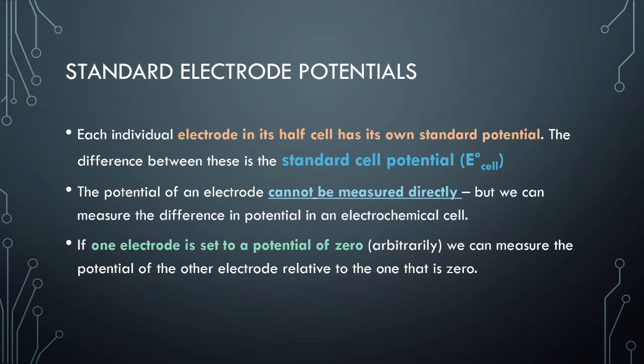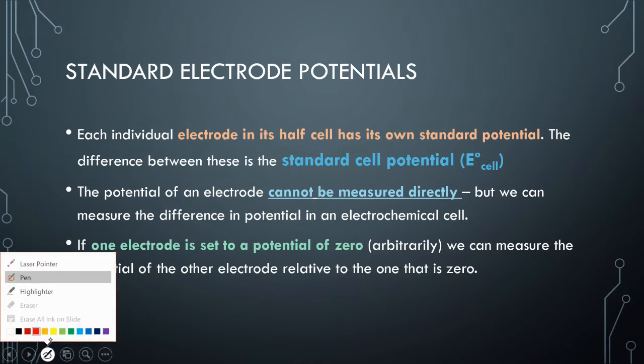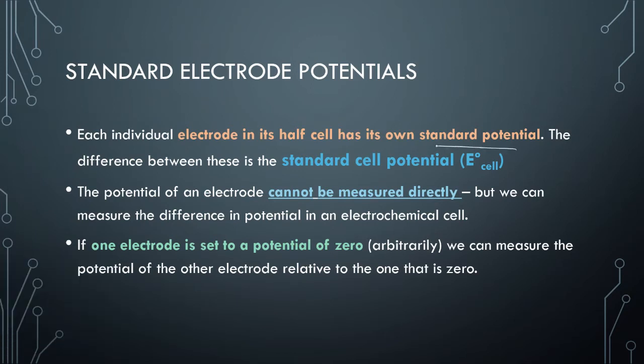And if you remember, potential is kind of like a difference in potential energy. And this is why some metals relative to others will become oxidized versus being reduced. Okay? Now, the difference between the two half cells is called the standard cell potential, because what we have is the galvanic cell or the voltaic cell, and we say that the standard cell potential is basically the difference between the two electrodes, the one that gets reduced and the one that gets oxidized.